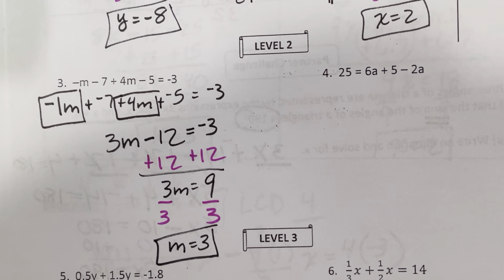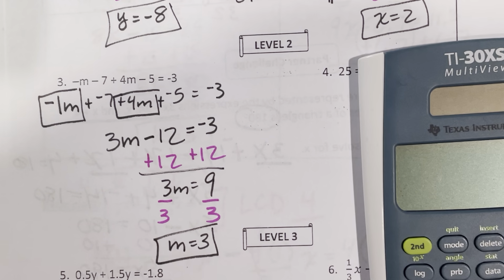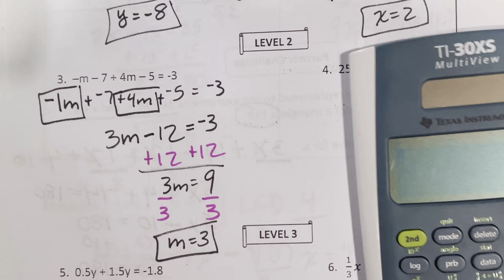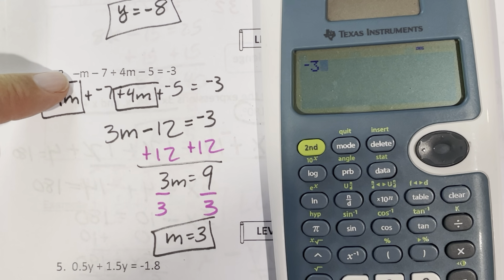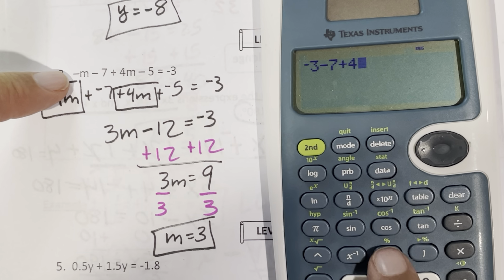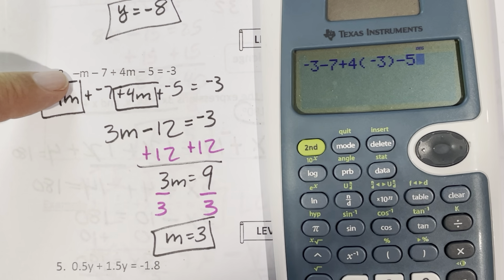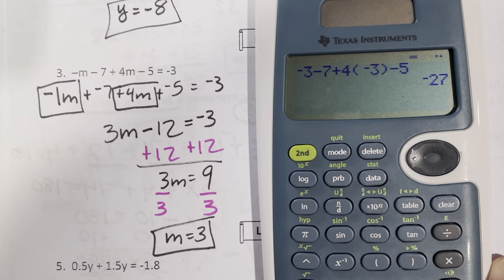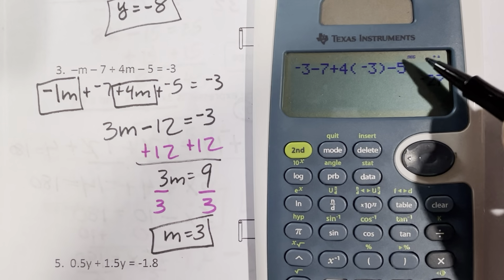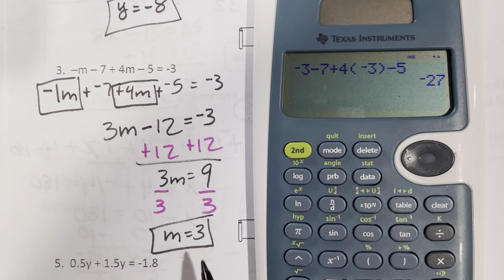Now I could do a quick check on my calculator just to make sure that I got that right. So negative 3 minus 7 plus 4 times negative 3 minus 5. I should do all that and get the wrong answer. What did I do? Oh, look at me being stupid. I used negative 3 there. That's a positive 3. Bad Bono.